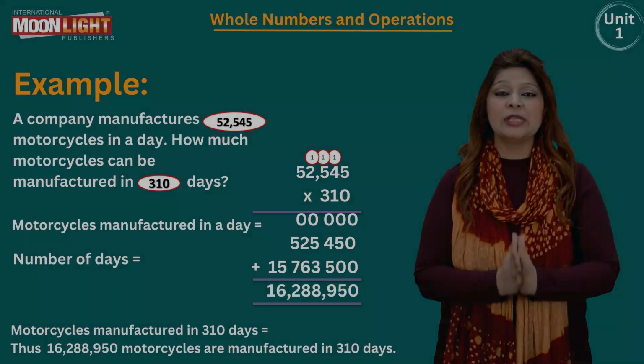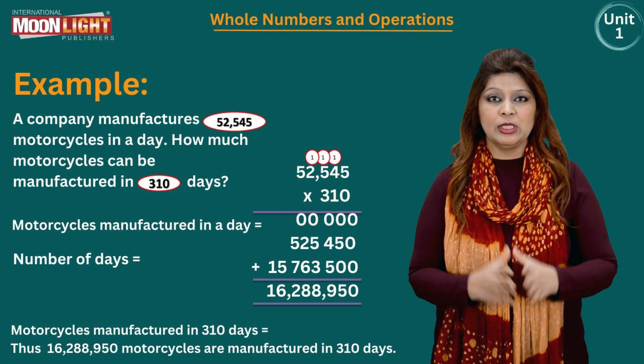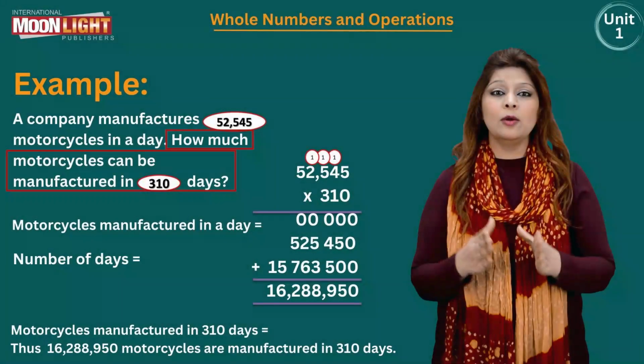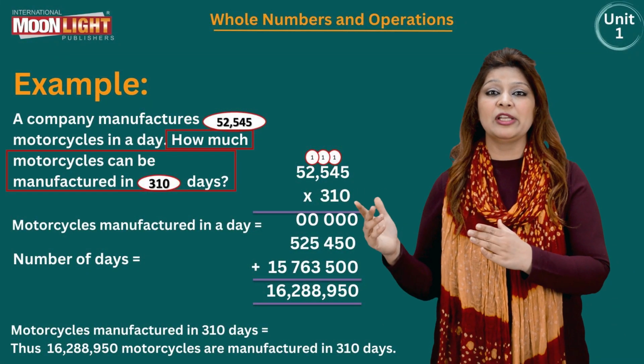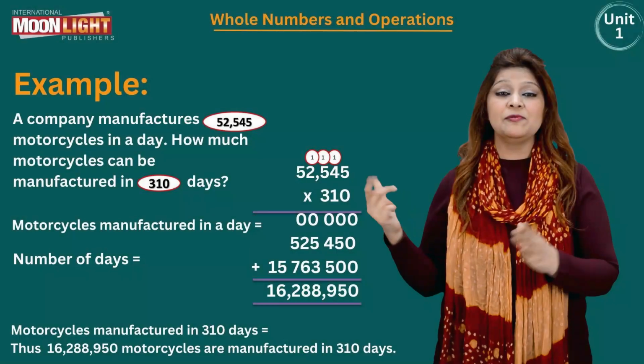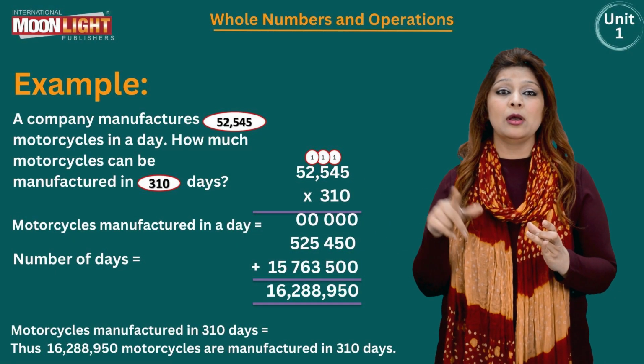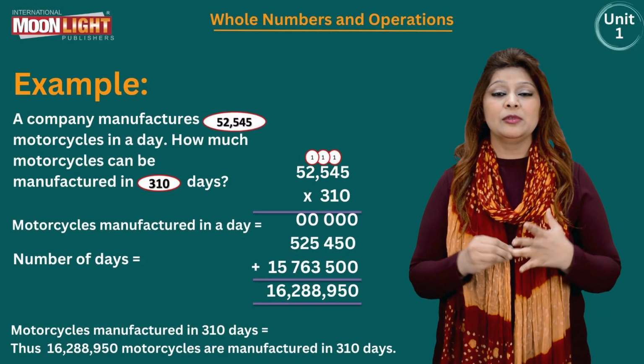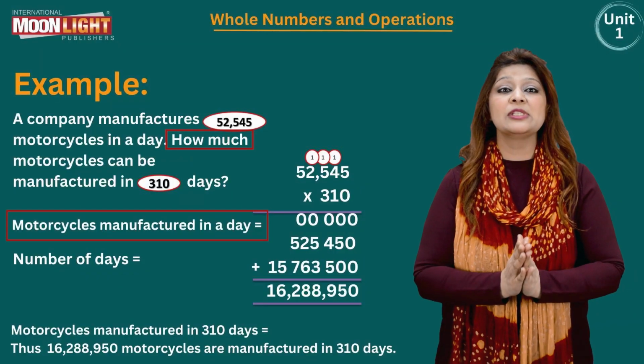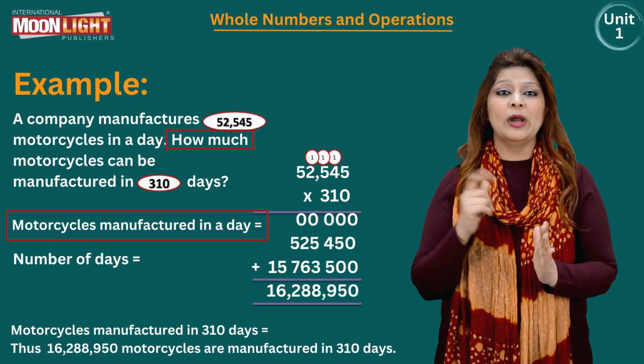Now my dear students, I am going to evaluate the operation. Here the question is how many motorcycles can be manufactured in 310 days. It means we are going to check the same motorcycles to be taken. We have the motorcycles manufactured in 1 day.